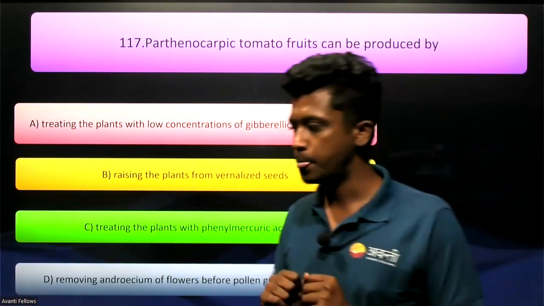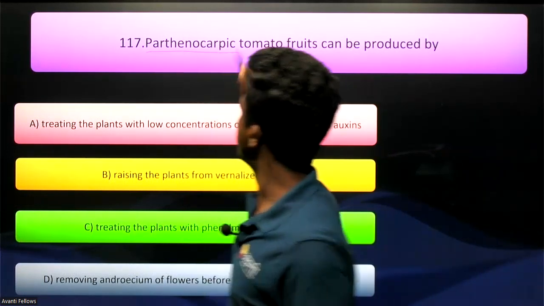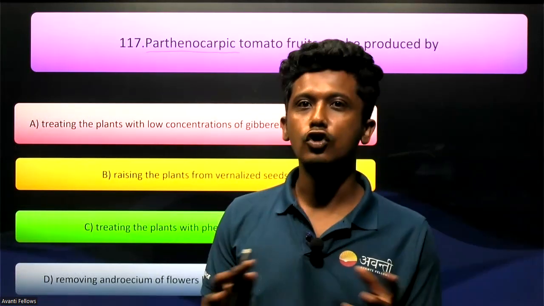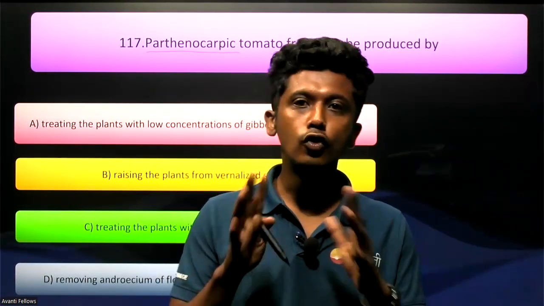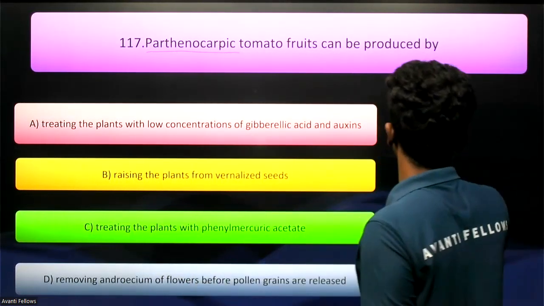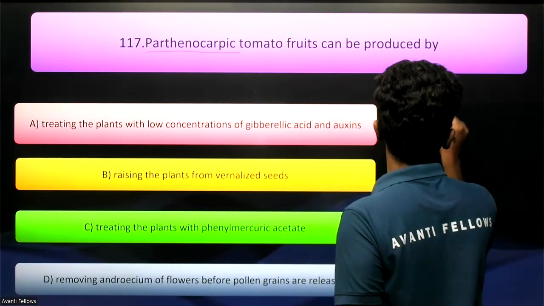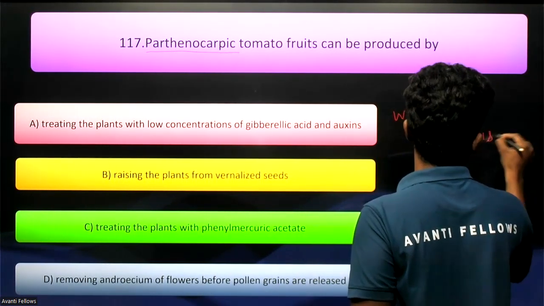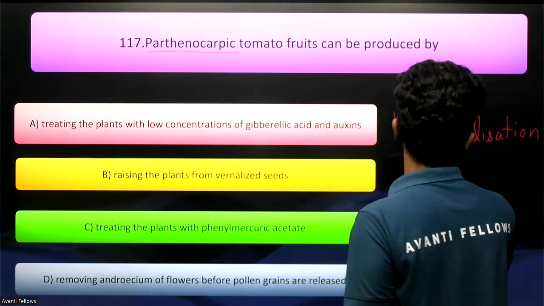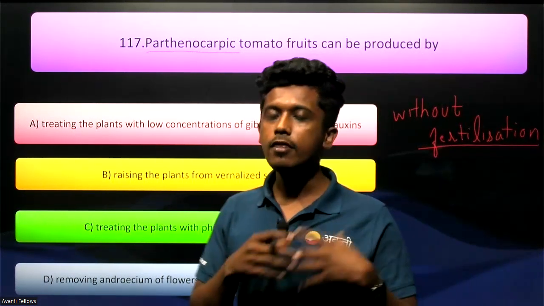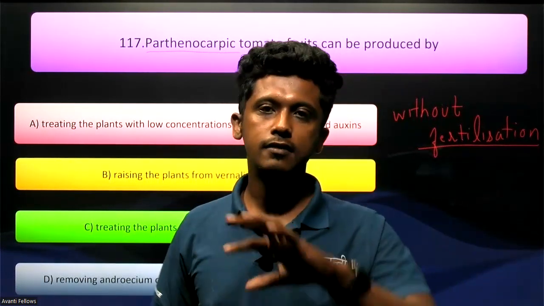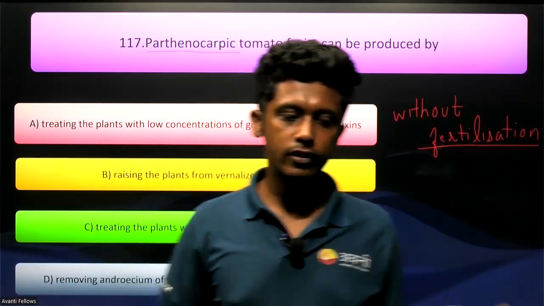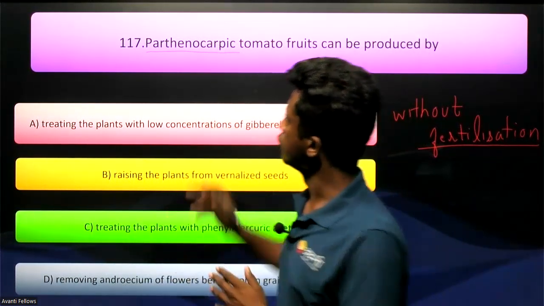Very interesting question. So first of all, what is parthenocarpy? We can just relate it to parthenogenesis. Whenever fruit formation takes place without fertilization, that is called parthenocarpy, correct? Whenever a parthenocarpic fruit is born, it is a seedless fruit. For example, you might have heard about seedless grapes, correct? We use them a lot. So how do we induce parthenocarpy?